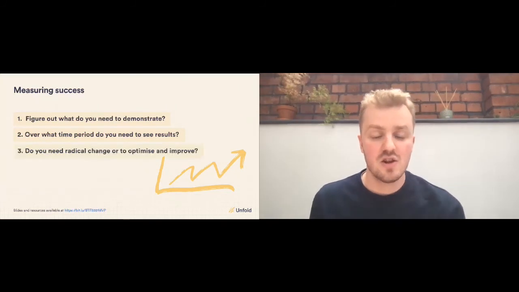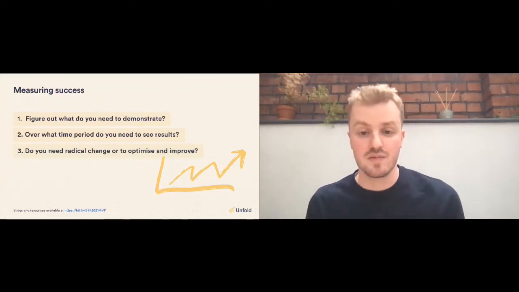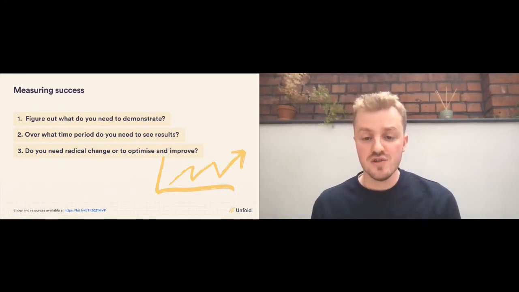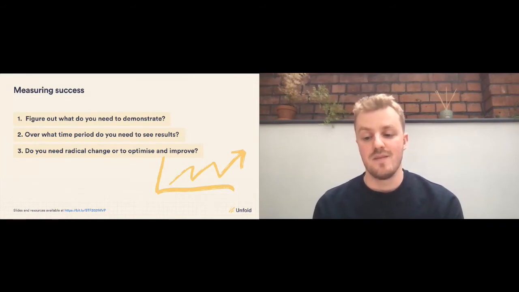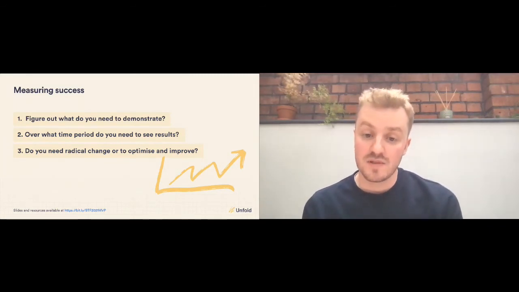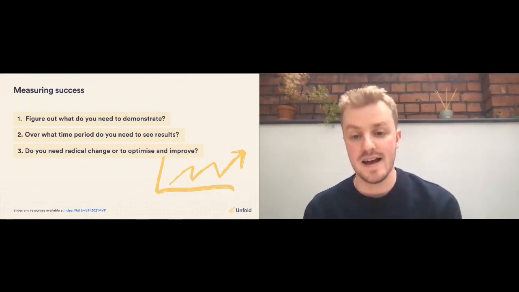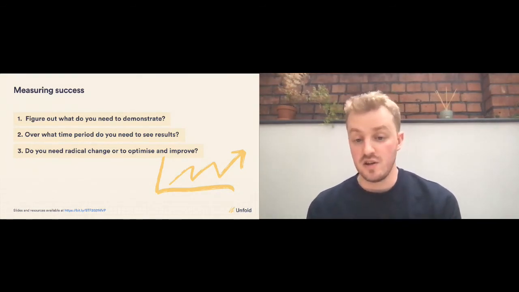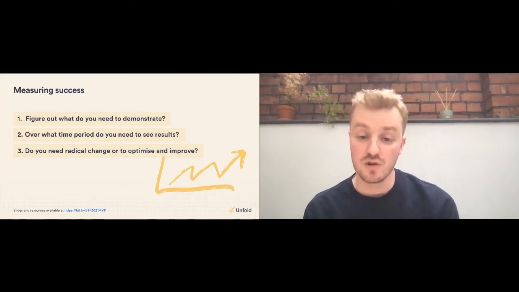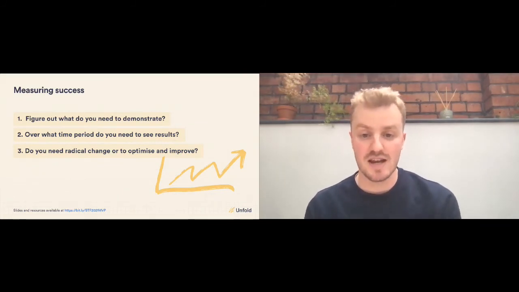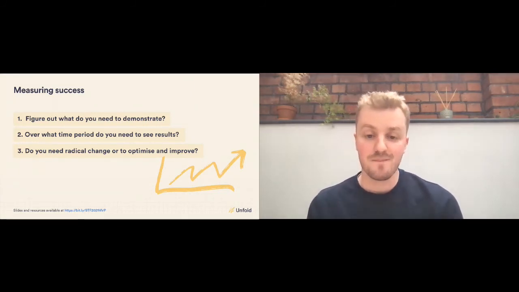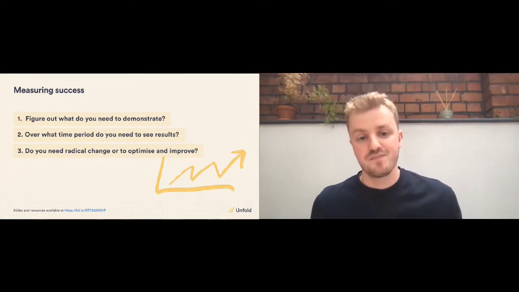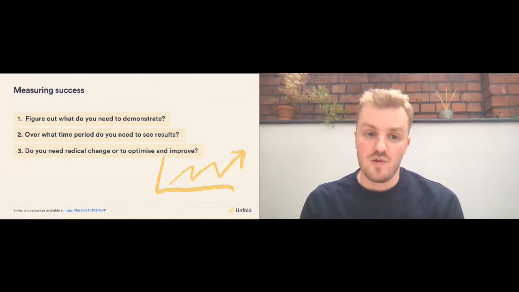And then lastly, if you've already got an existing product, you've thought about what the objectives are that you need to achieve. Do you need optimization? Can you develop what you already have to the point where you will achieve the objectives you need? Or do you need radical change? Do you need to make a step change, a big pivot, in order to make that difference? So yeah, some food for thought in terms of measuring success and different things to consider.